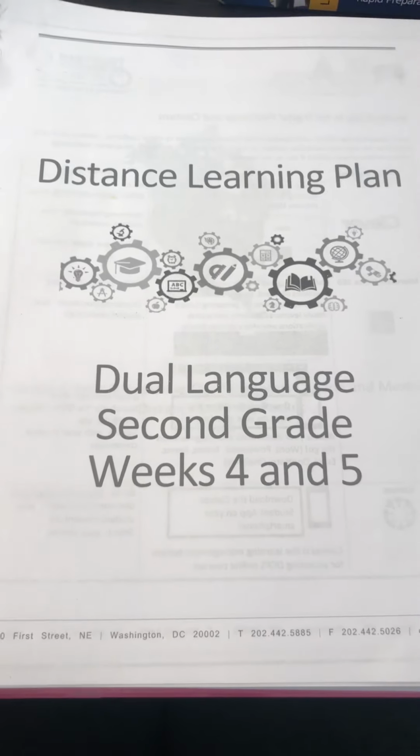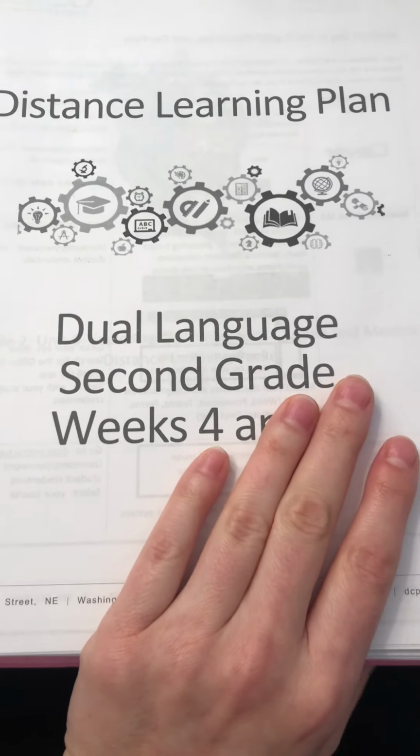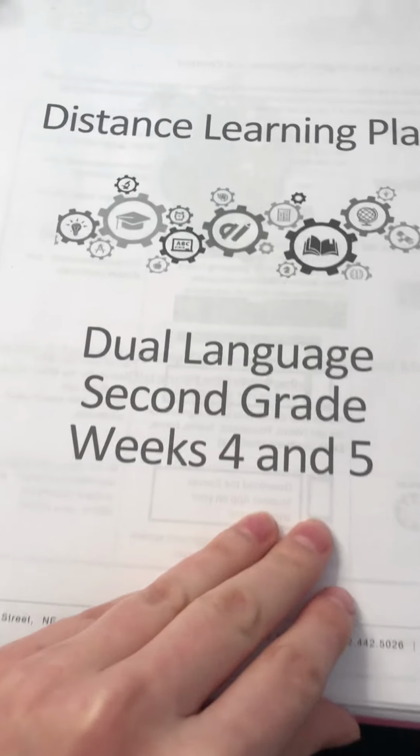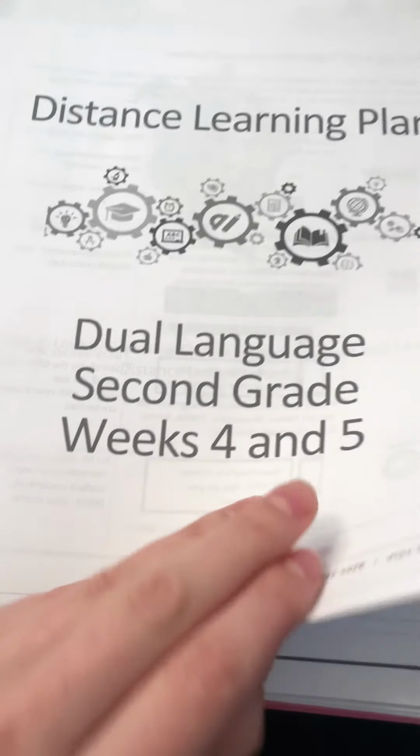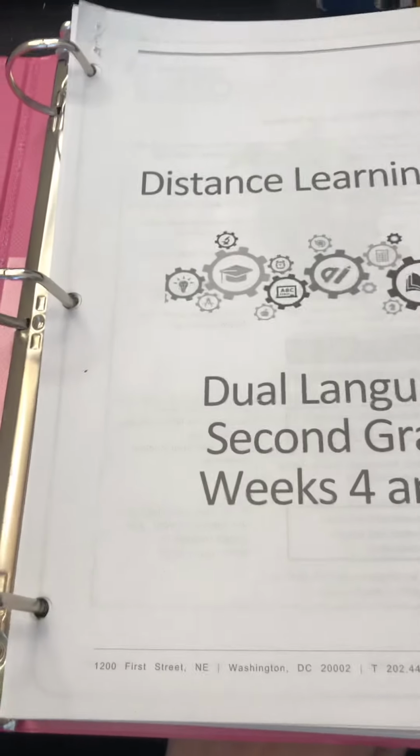I am looking at the distance learning packet for second grade weeks 4 and 5. And I know it seems like so much work, so I wanted to break it down for you guys, make it a little bit easier to understand so it's not as overwhelming. As soon as you open it, it says right here, it's giving you all your login information. Now I took mine apart and put it in a binder just so it would be easier for me. That is not a requirement, and if it's not something you can do, don't worry about it.